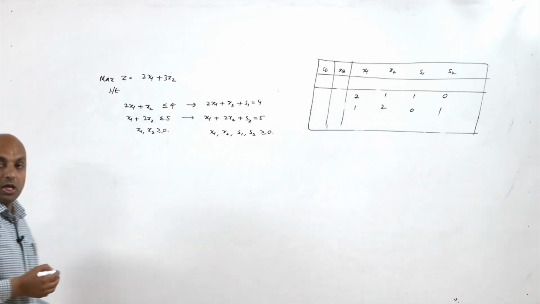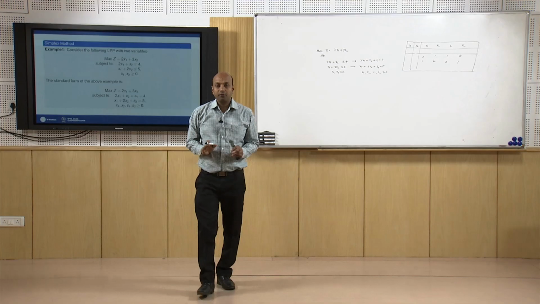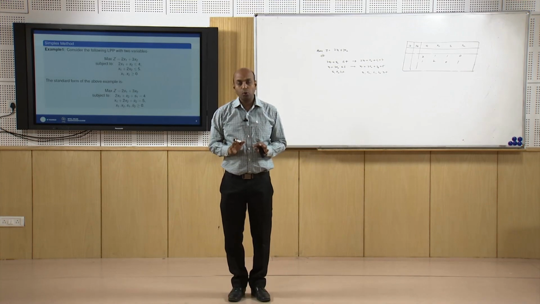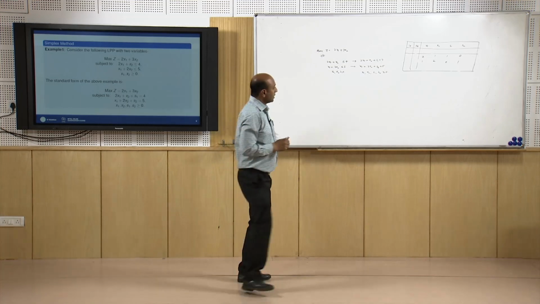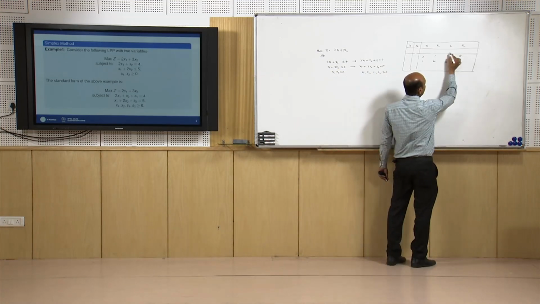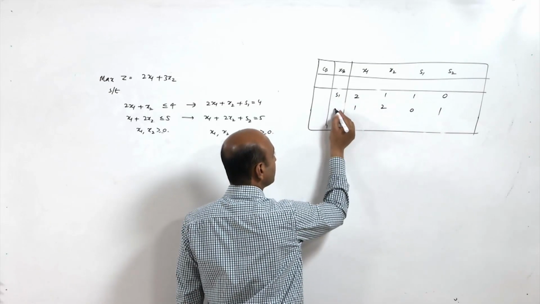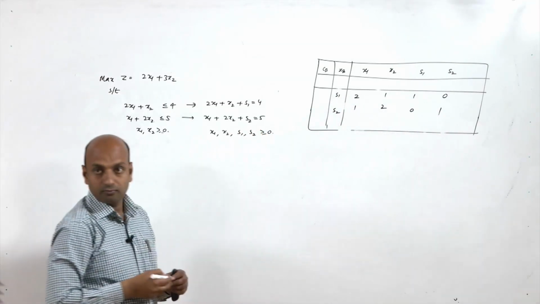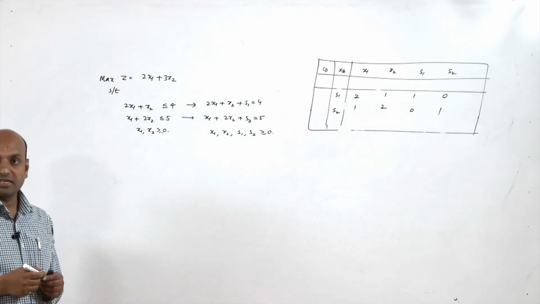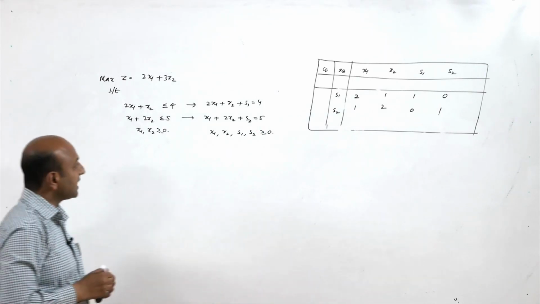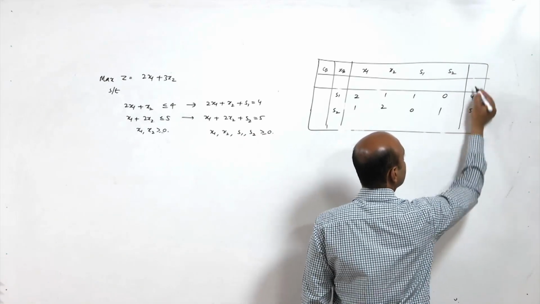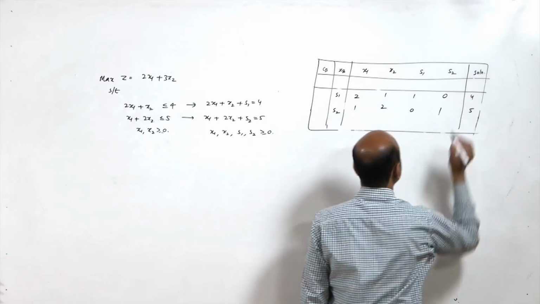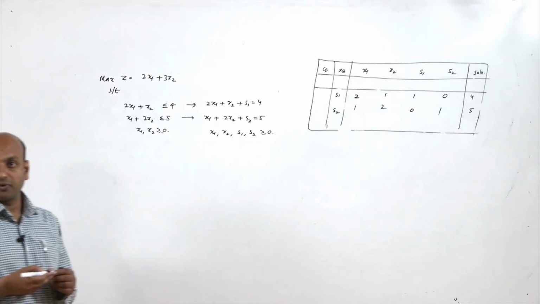Okay. Now, in the simplex method, we first start with those variables which make an identity in the first table. Here we have an identity corresponding to these 2 variables. So, we start with s1 and s2. And what is the right hand side? The right hand side is 4 and 5, that is the solution.